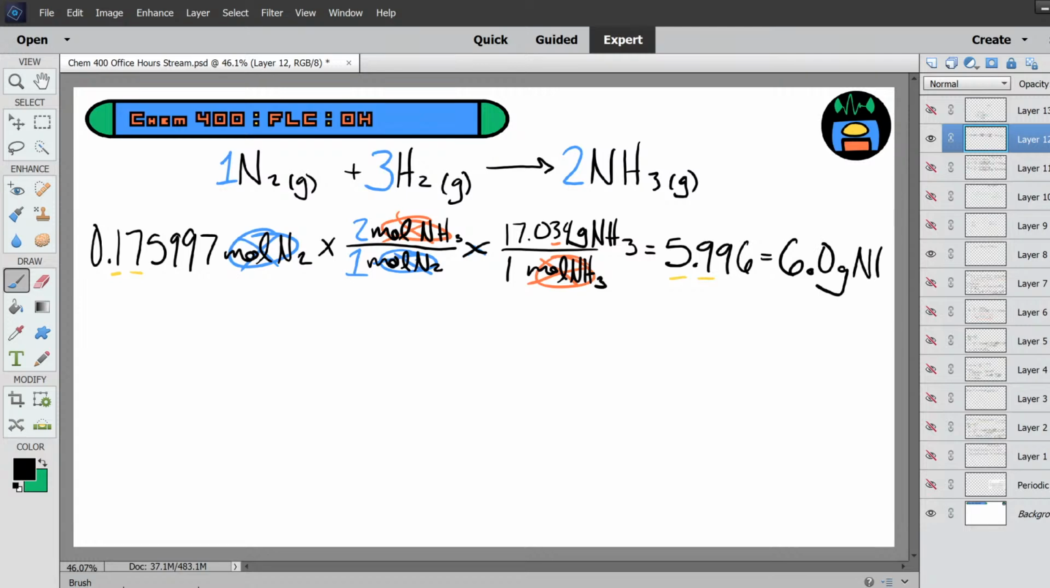grams of ammonia. But we don't know if this is our answer, right? This is a limiting reactant calculation. So we need to see what our limiting reactant is before we know our theoretical yield. And to do that, we need to repeat this calculation using the moles of hydrogen gas we just calculated.